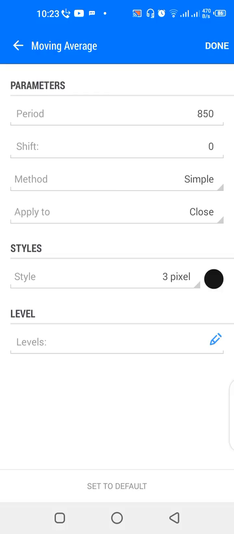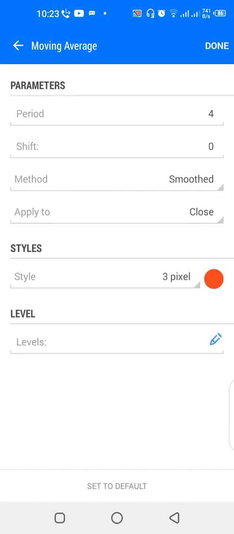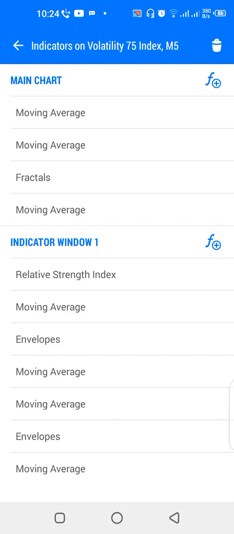Okay, then we have fractals. Okay, and then we have 4 period smoothed moving average. Apply to close. Shift 0, color is red. So that is that for the main window. For indicator window 1, we have relative strength index.